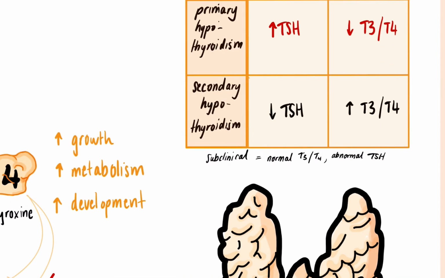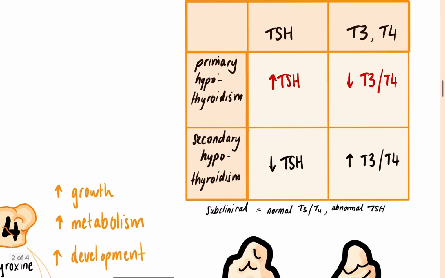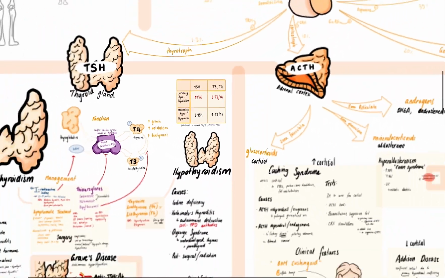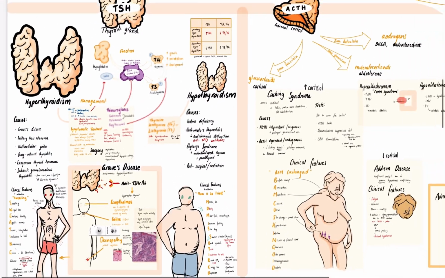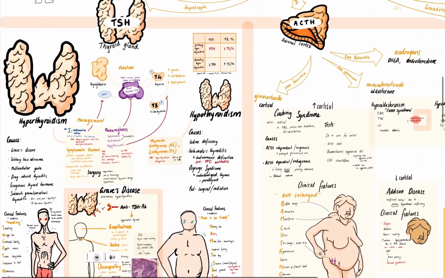It's also good to note that you can have subclinical secondary hypothyroidism due to a normal T3 and T4, but an abnormal TSH. So your metabolism's all normal, or at least compensated for the moment, but there's something wrong with your pituitary secreting thyroid-stimulating hormone. All right, so that is the thyroid gland.